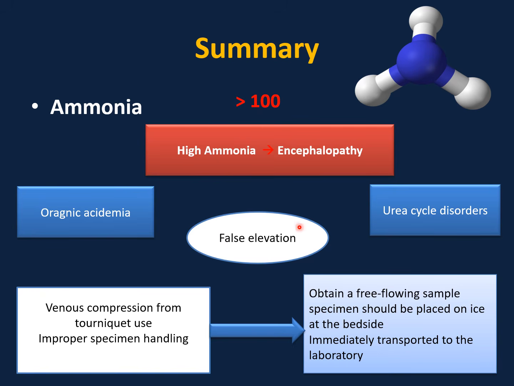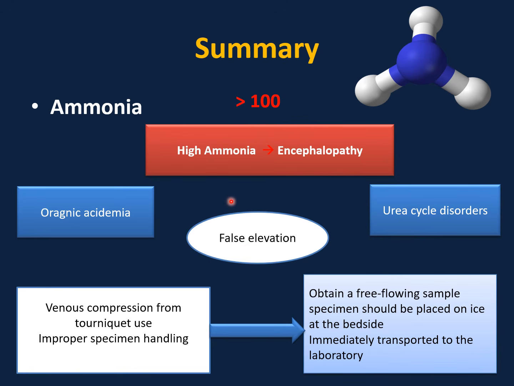It is very important to know the causes of false elevation of ammonia level, so you will be able to understand the lab better and take a better action. So venous compression from tourniquet. Tourniquet use can cause false elevation of ammonia level. Proper handling of a specimen, if it's left at the bedside or left in the lab before testing for a long time, this can cause false elevation.